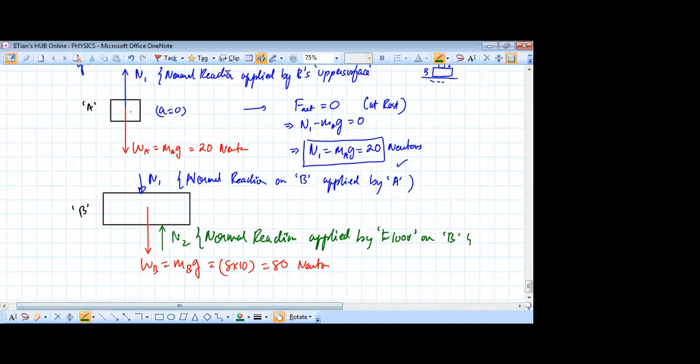This is the force that B applies on A, that is this one, and the equal and opposite force that A is applying on B, that is this one. So these two are an action reaction pair. Is this point clear to all of you?